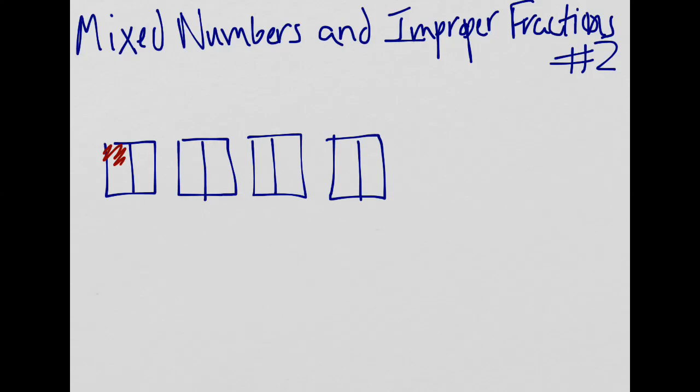So for this number, 3 of these squares are entirely filled out, and then 1 out of 2 sections is filled out on the 4th square.